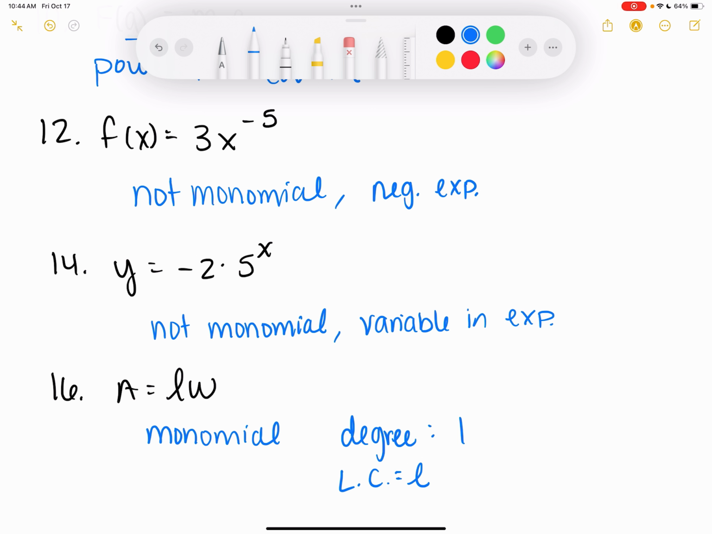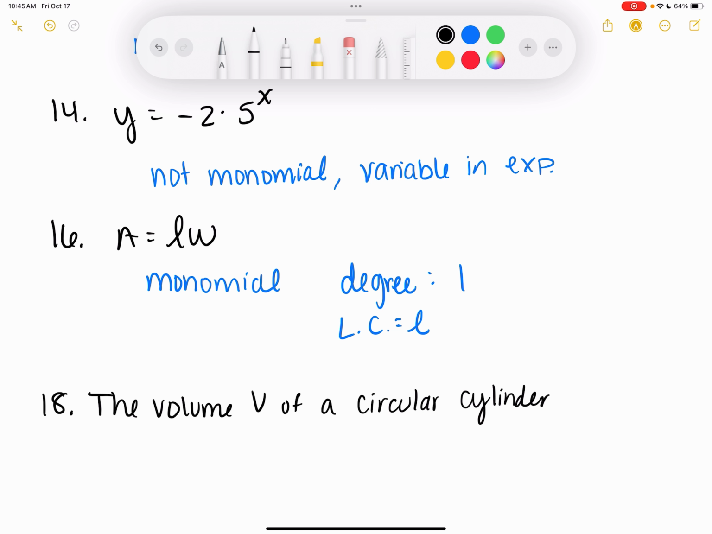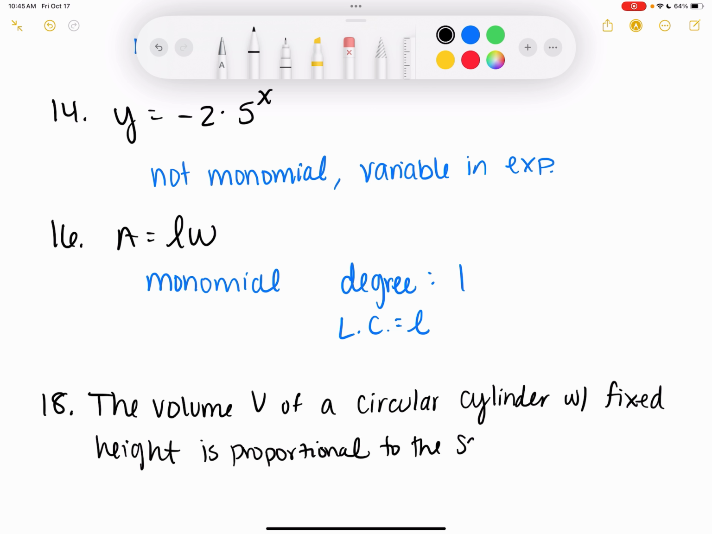Alright, write the statement as a power function equation. Use K for the constant of variation if one is not given. So, 18, the volume V of a circular cylinder with fixed height is proportional to the square of its radius r.